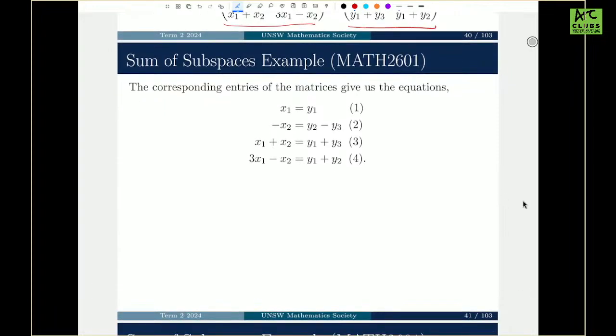Okay, the first one gives us x1 equals y1. Okay, let's look at the next one. Note that doesn't really have x1 and y1, so I'll just avoid that for now. Okay, looking at the third one, we can take the x1 off and the y1 off because they're equal, to get x2 equals y3.